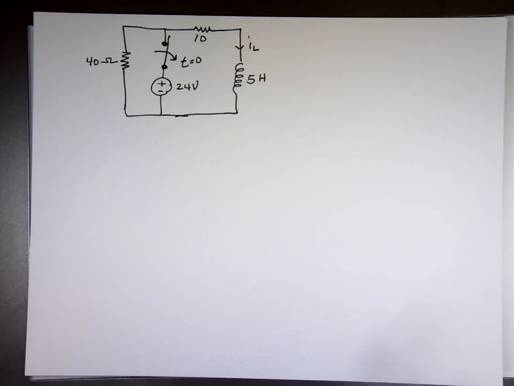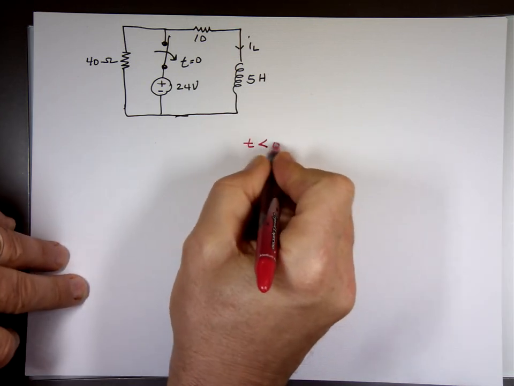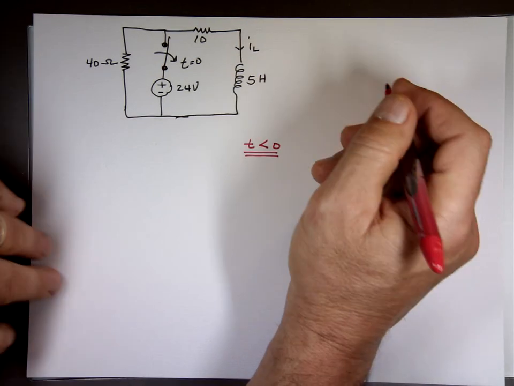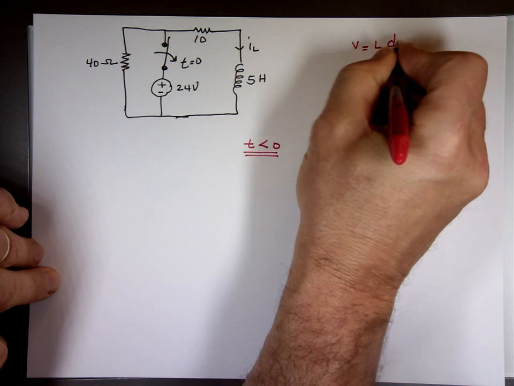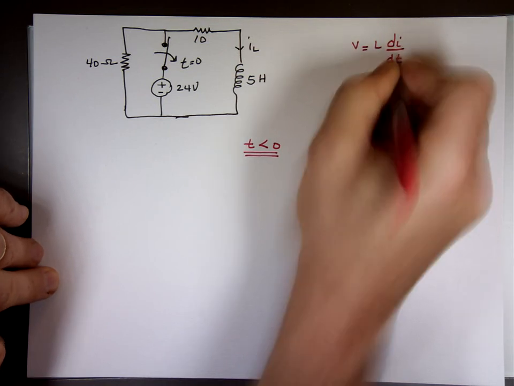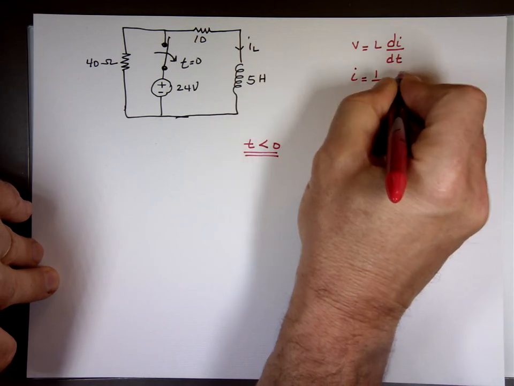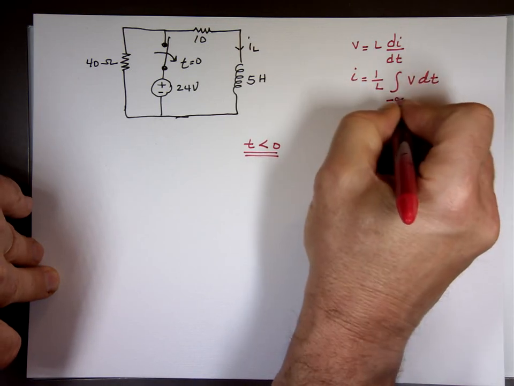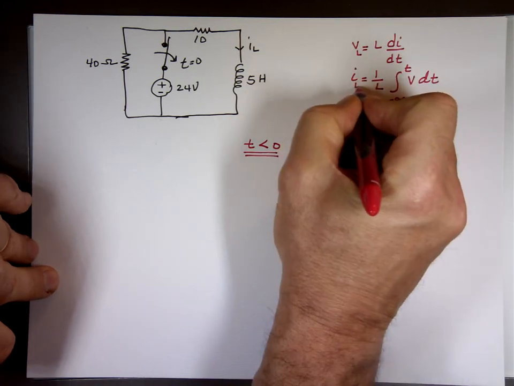And to solve these, you always want to look at the circuit for t less than 0 and t greater than 0. When you have an inductor in the circuit, remember that V equals L di dt. I equals 1 over L, the integral of V dt, from negative infinity to t. This is the current through the inductor. This is the voltage across the inductor.